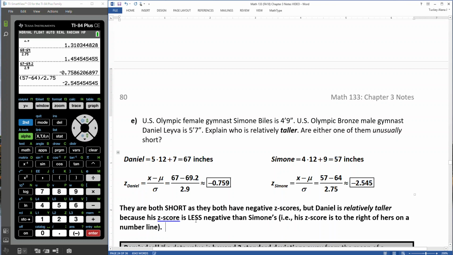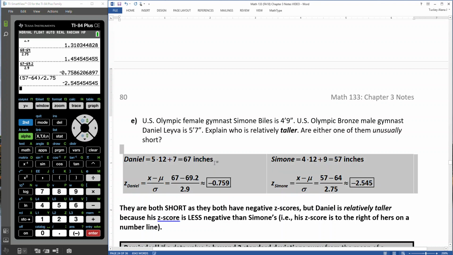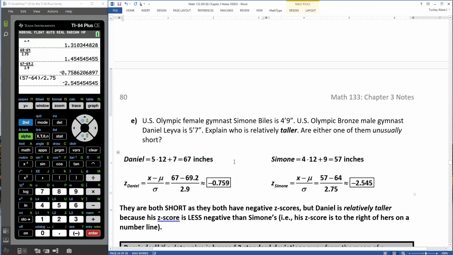Actually, I just wrote that right from the beginning. So they're both short because they both have negative z-scores, but Daniel is relatively taller. His z-score is less negative than hers. He's close to the mean, and she's actually far away from the mean, right? And if you look at his numbers, it makes sense. He's at 67 inches. He's only a couple inches shorter than the average for a man, whereas she is 4 feet 9 inches tall. She is very tiny compared to the average height for a woman, which is 64 inches tall.